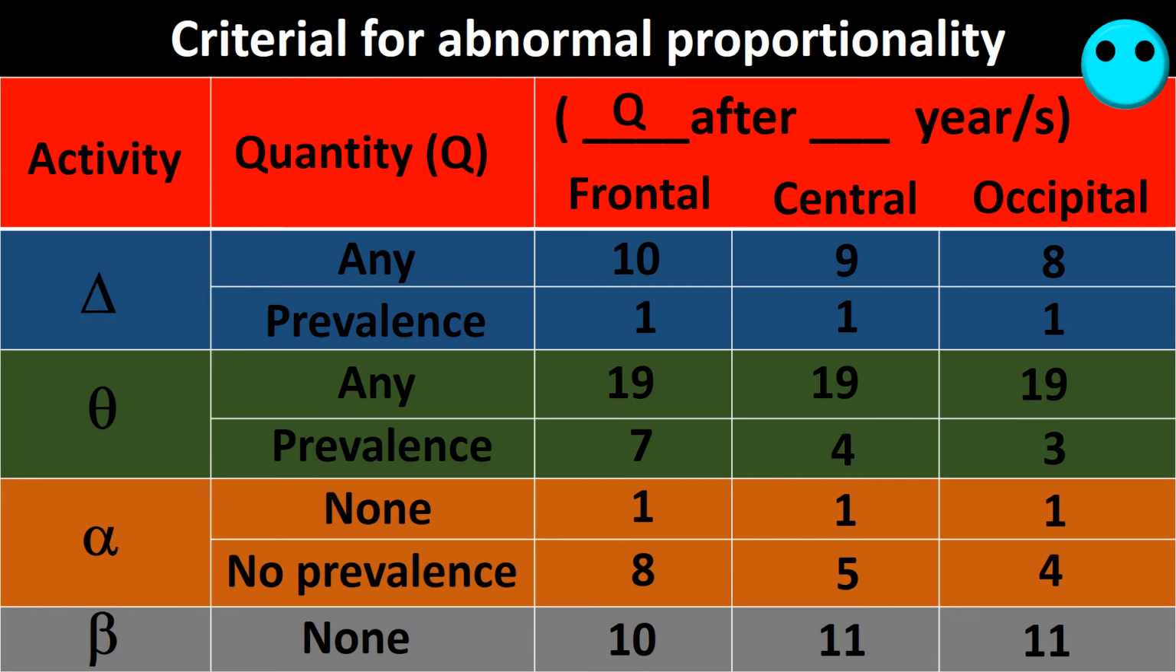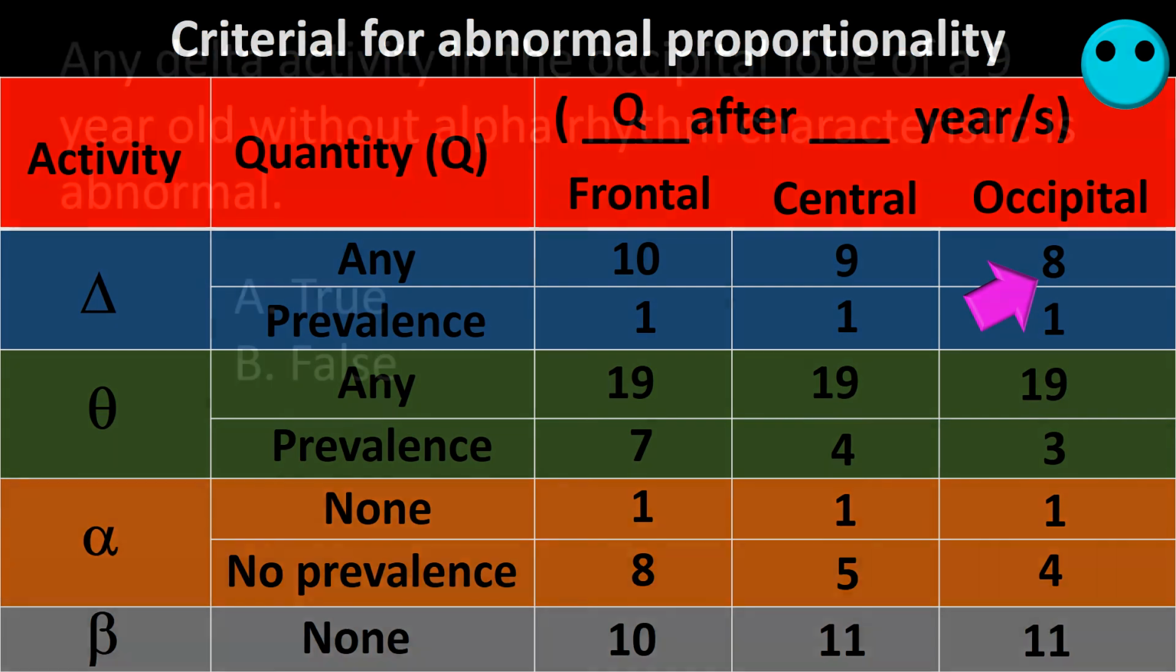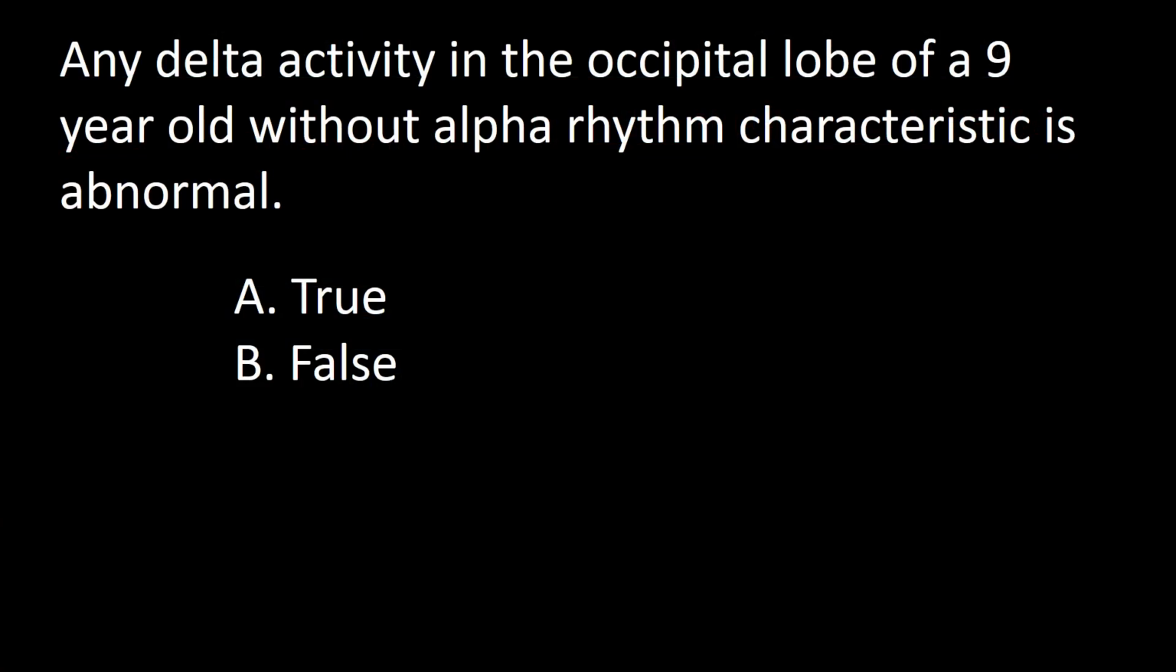This is a slightly different presentation of the same data. Regarding delta activity, any delta activity in the occipital region after 8 years of age is abnormal. So the answer to this question is true.